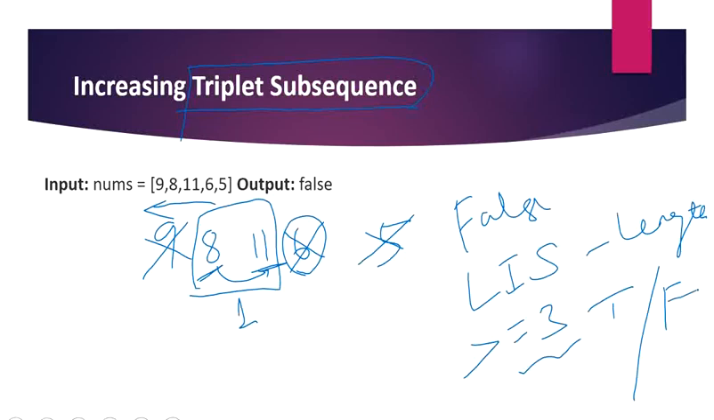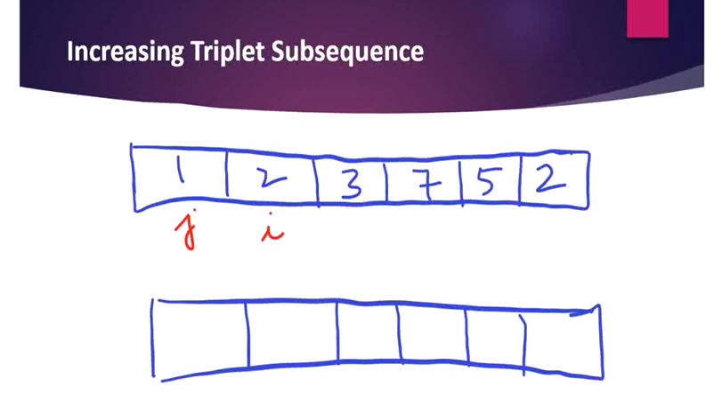So now let's get into the algorithm and go for a dry run with the example. If you want to understand the longest increasing subsequence problem, I have given the link in my description. You can check that. Here we are going to use the same concept to find a longest increasing subsequence of length 3 or more. If that exists, then it is true. Otherwise, it is false.